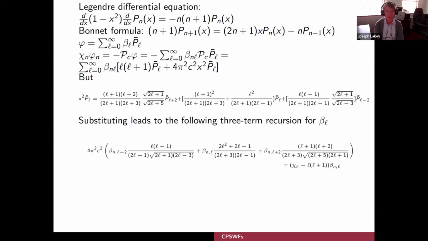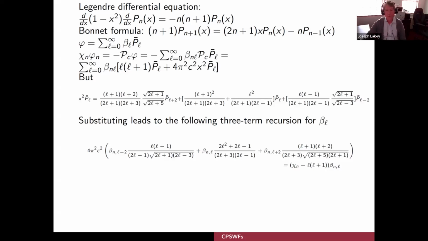And then if it's an eigenfunction, then applying the prolate differential operator, or minus the prolate differential operator, on the one hand, is multiplying by the characteristic value denoted chi sub n. And on the other hand, it's applying the differential operator, the two components: the component of which the Legendre polynomials are eigenfunctions, and then the component that has a multiplication by x squared. So for the multiplication by x squared, you apply the Bonnet formula, and you end up with these gory terms, which give rise to the three-term recursion for the coefficients beta sub L of the expansion of the prolates.